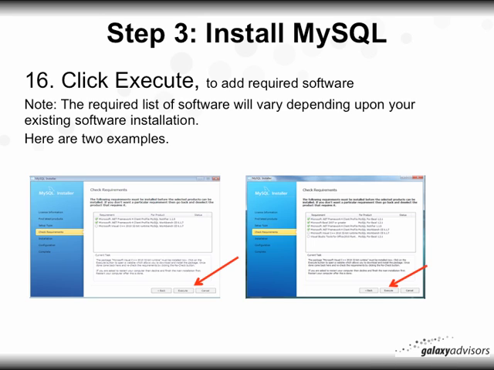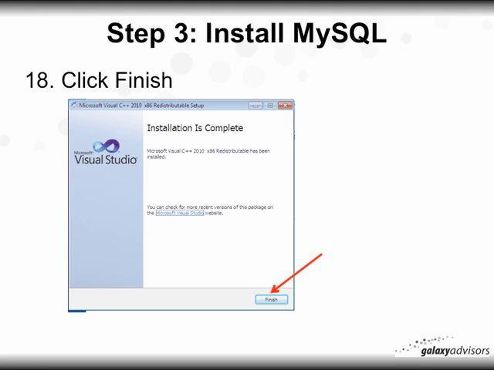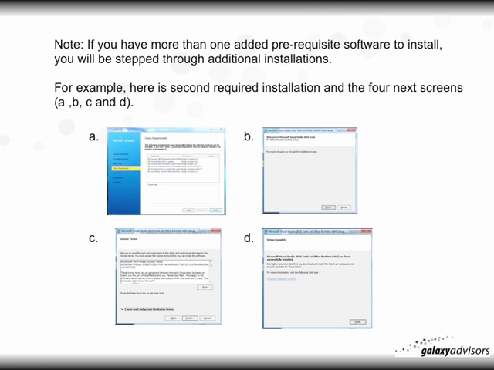So at this prompt, just click execute. Click I have read and accepted terms, which I've blocked out, and then click install. In step 18, after installation is complete, just click finish. Now here, if you have more than one added prerequisite for software to install, you will be stepped through additional installations. For example, here's a second required installation in the 4 next screens, A, B, C, and D, that you'll be stepped through. So just keep going through and installing the required prerequisite software until it's completed.